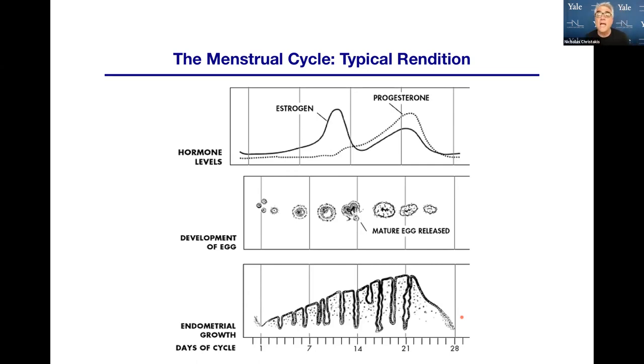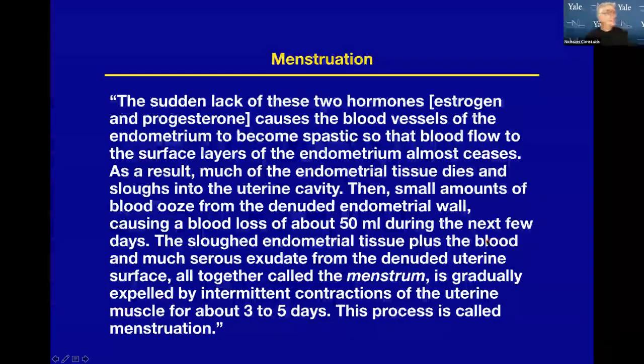If no egg is detected, the progesterone level drops and the tissue and blood that constitute it exit the vagina over a series of days. Here is one textbook definition of menstruation, which I'm going to read to you now.